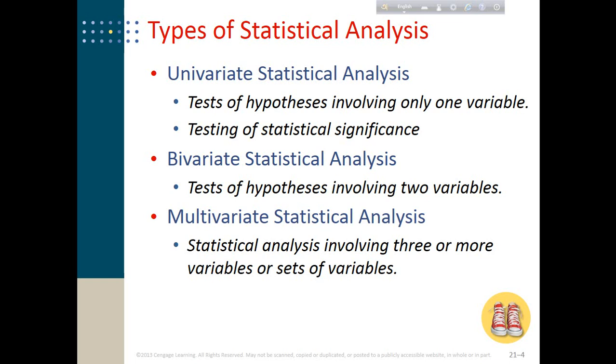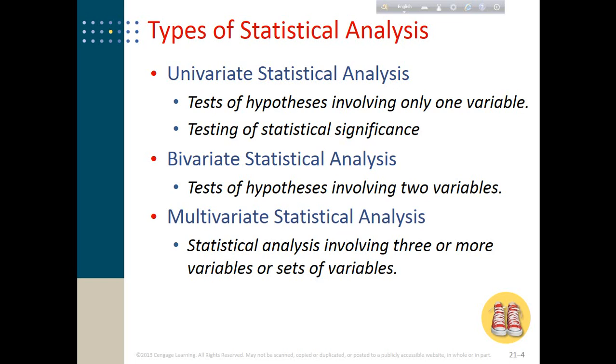Bivariate analysis, on the other hand, involves 2 variables. So if our hypothesis involves 2 variables or our research objective involves 2 variables, then we will be conducting bivariate analysis. And last of all, multivariate analysis. The multivariate analysis involves multiple variables, I mean more than 2 variables. Now let me give you some examples.